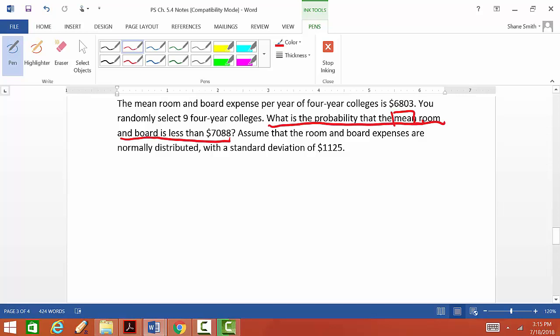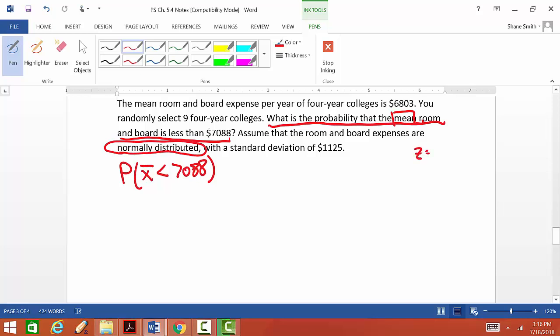If I just asked for the probability of one room and board cost, you could do that before you watch this video, because that's what we did in section 5.2 of chapter 5. But now we're talking about the mean, so things are a little bit different. To do this problem, we want to find the probability that not x, but x bar is less than $7,088. And if we know that the room and board expenses are approximately normally distributed, which the problem says we can assume, we can use z-scores.